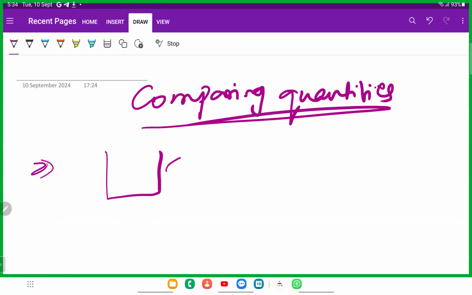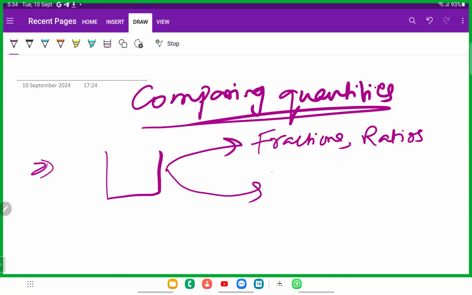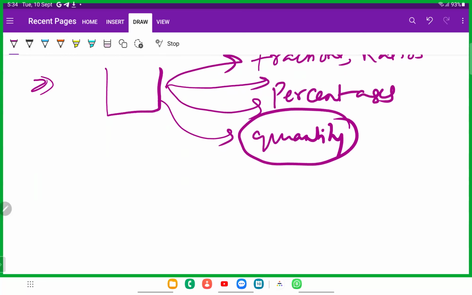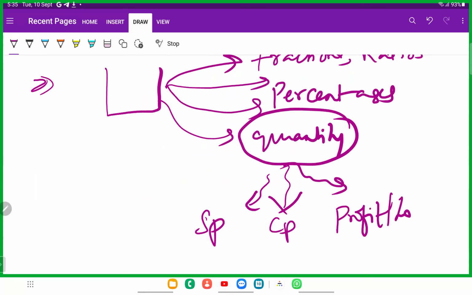So in this chapter, basically we compare things, usually using fractions, ratios, and percentages. Okay, and also we find out the quantity. So here we compare with selling price, cost price, and also profit or loss. So this is one other comparison.